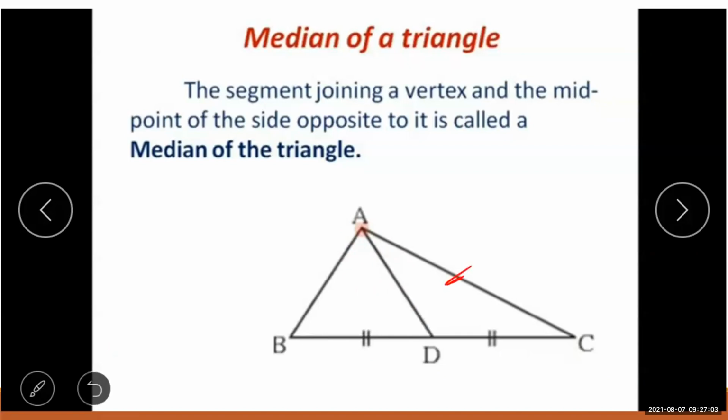If I join here, that will be another median from vertex B. Now from vertex C I can draw another median like this. The segment joining the vertex and the midpoint of the side opposite to the vertex is called a median. So here that will also be a median. So for the triangle we can draw 3 medians.